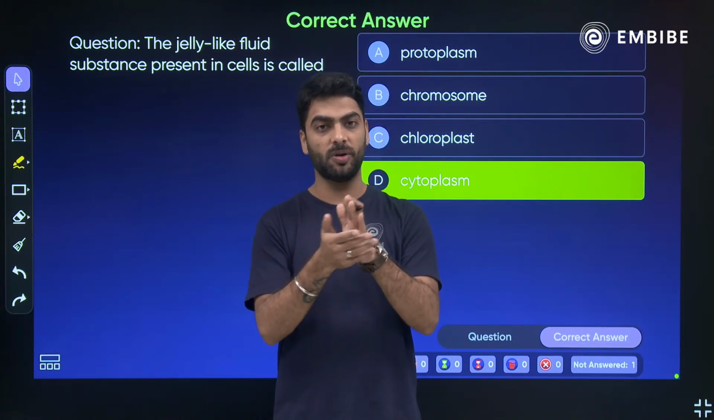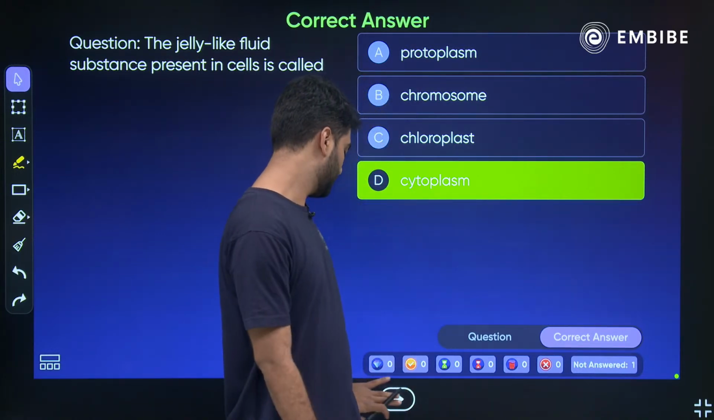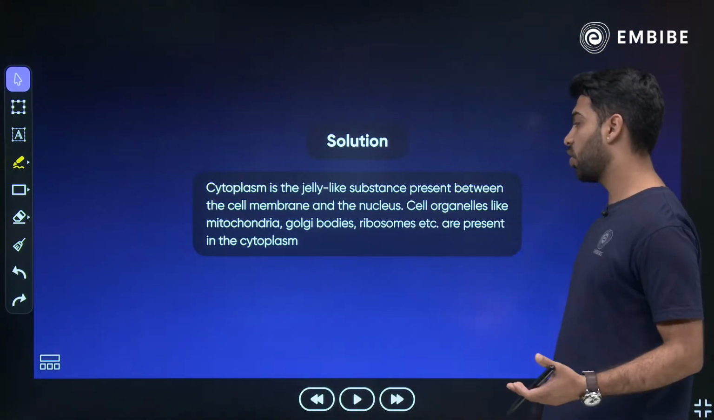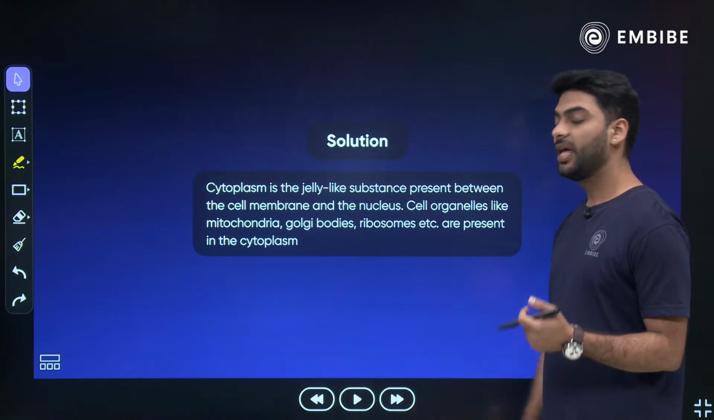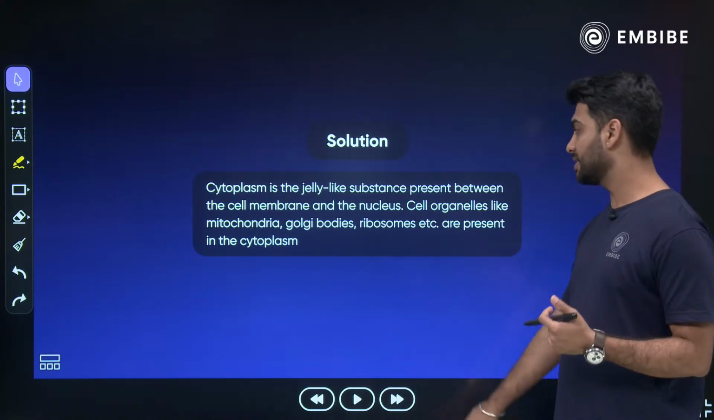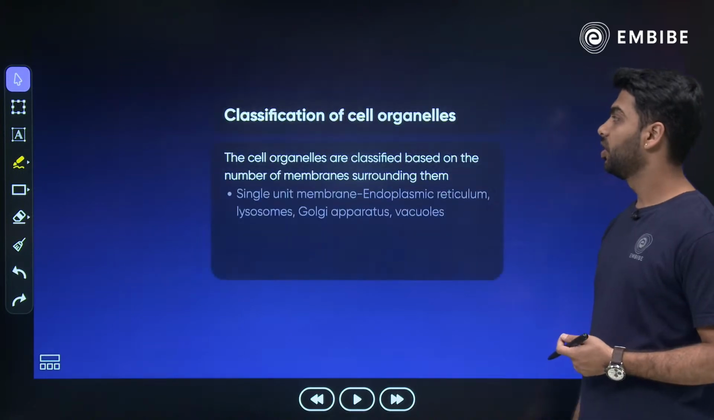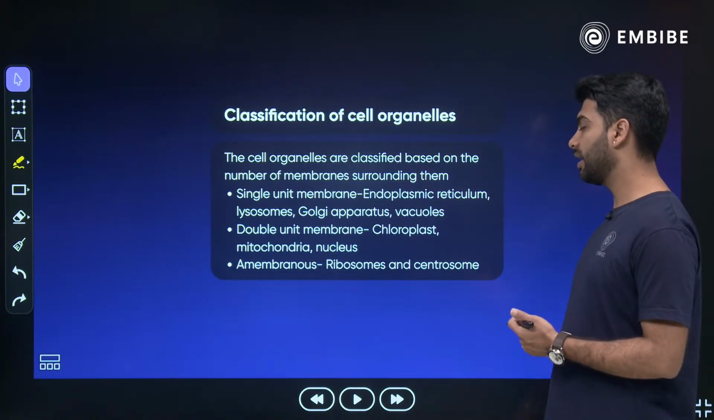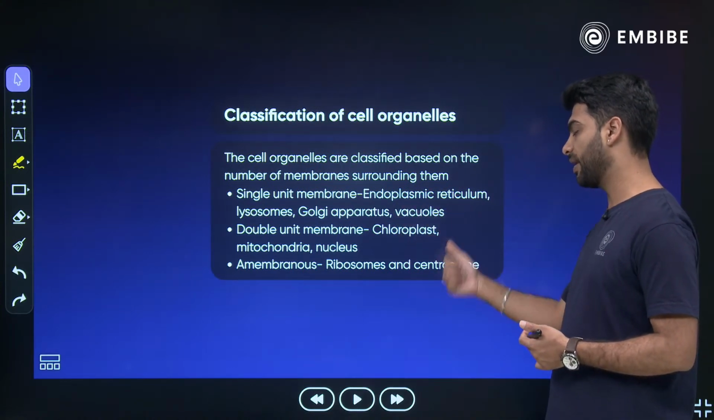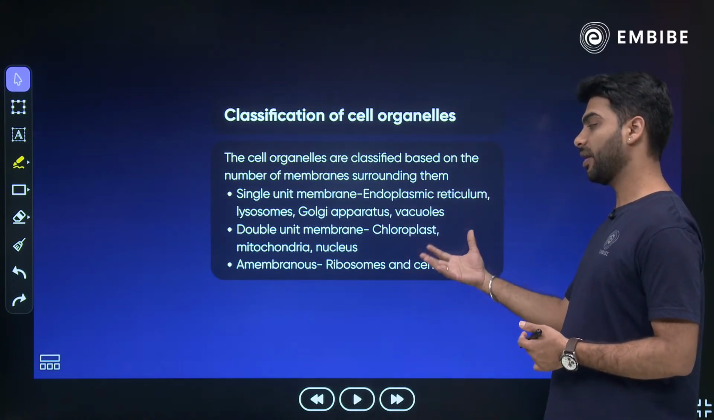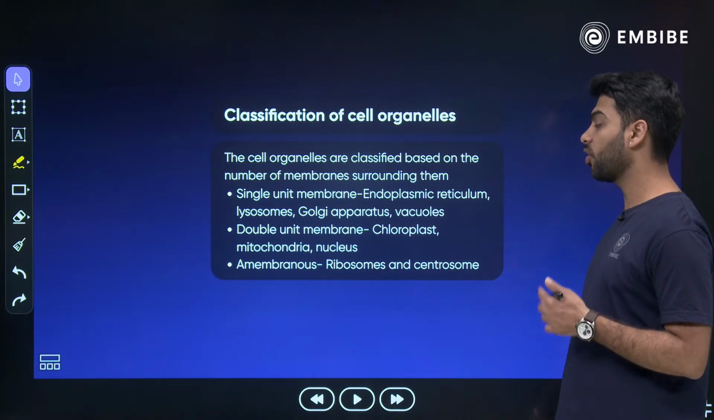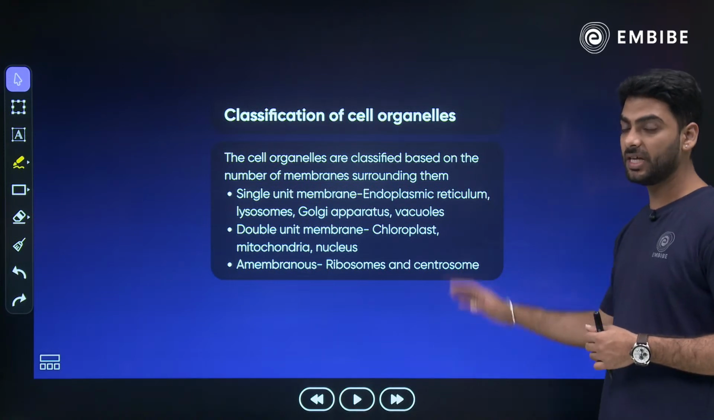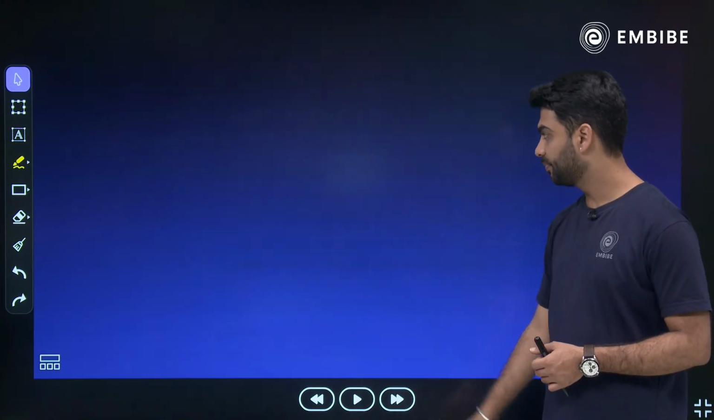It is the jelly-like fluid present in the cell. That is called the cytoplasm. ठीक है? It has got all the cell organelles present in it, and the region without any cell organelles is called cytosol. Now, the cell organelles can be single membraned like ER, lysosome, Golgi apparatus, vacuoles, double membraned like plastids, mitochondria, nucleus, or without any membranes also like ribosomes and centrosomes. So, we will be seeing all these in detail.